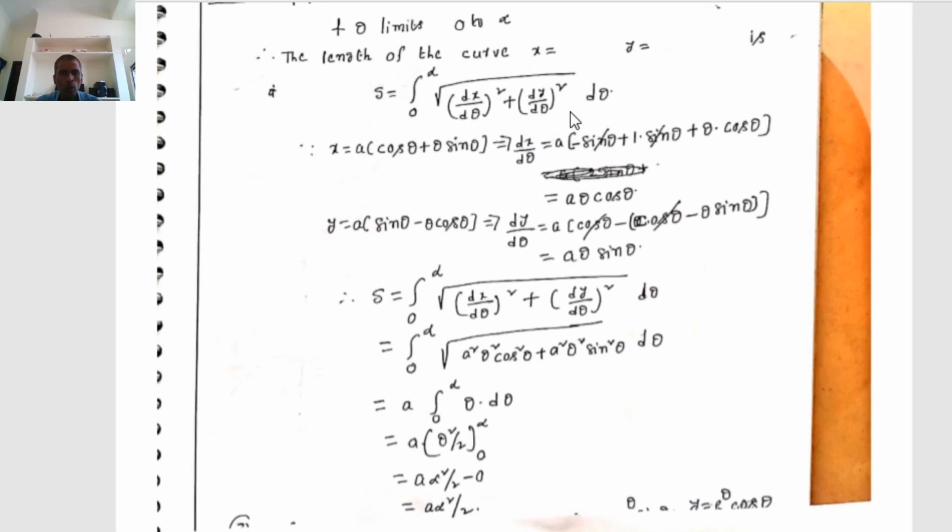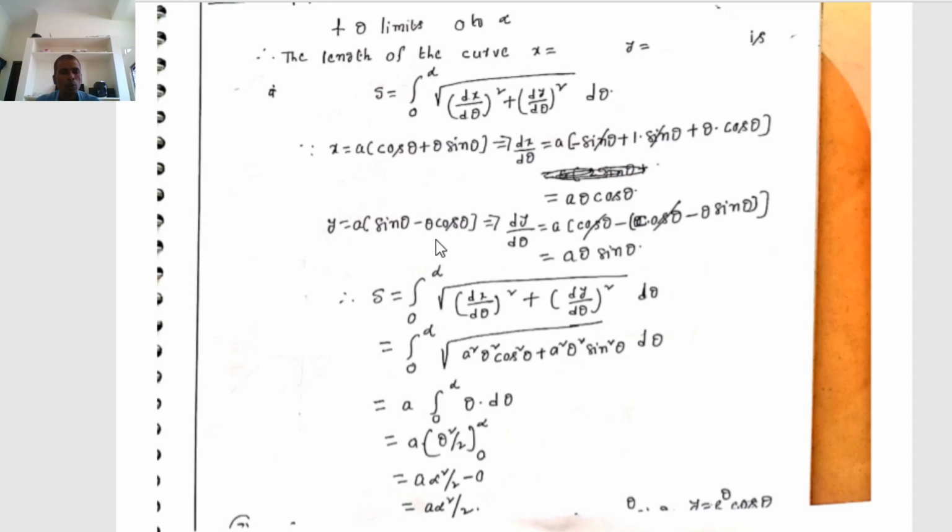Second one, similarly we have to find the value of dy by d theta, using the value of y equal to a into sin theta minus theta cos theta. Therefore, y equals a into sin theta minus theta cos theta. Differentiating both sides with respect to theta, that implies dy by d theta equals a into sin theta differentiating cos theta, second one theta cos theta.